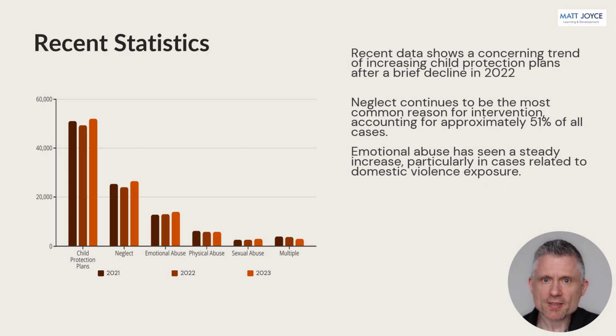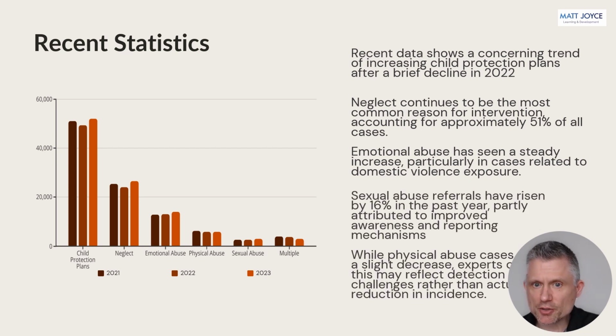When we look at statistics, recent data shows a concerning trend of increasing child protection plans after a brief decline in 2022. Neglect continues to be the most common reason for intervention, accounting for approximately 51% of all cases. Emotional abuse has seen a steady increase, particularly in cases related to domestic violence exposure. Sexual abuse referrals have risen by 16% in the past year, partly attributed to improved awareness and reporting mechanisms.